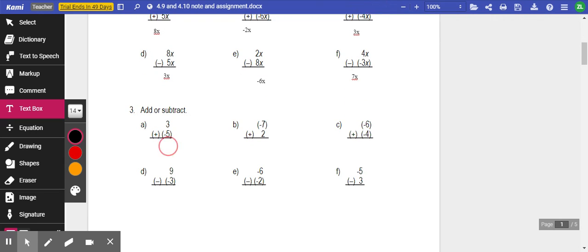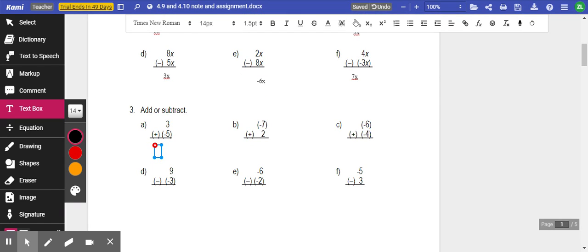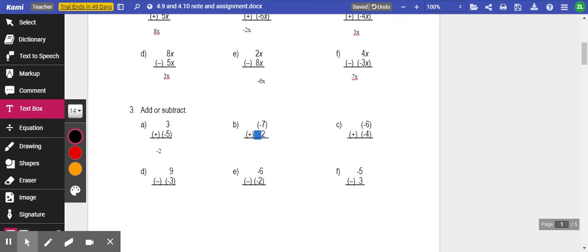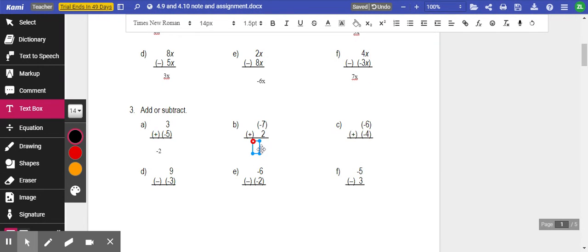Okay. These numbers here, pretty simple. We've been through these before. You can do these on your calculator if you really want, but this should be pretty straightforward math. So 3 plus negative 5, giving us negative 2. Or negative 7 plus 2, so we're going closer to the positive, being negative 5. All right. We got a negative 6 plus negative 4, so going further into the negative, being negative 10.